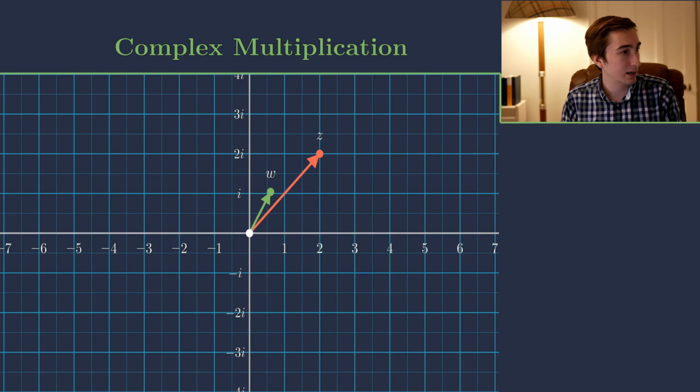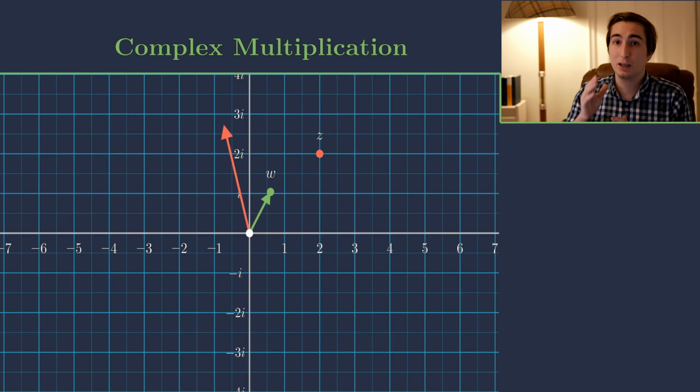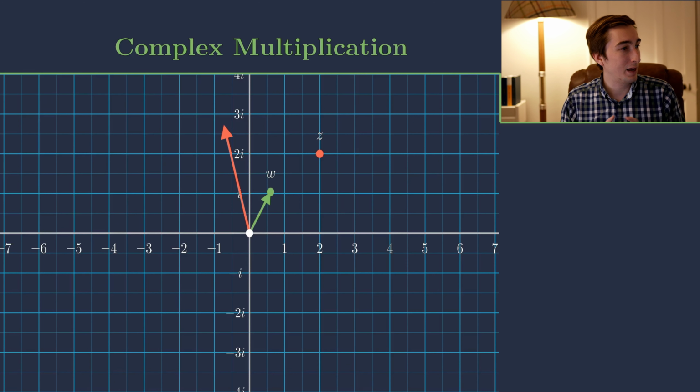So in this situation, let's think about what happens now if we've got w acting on z. Well, using that idea, we first rotate the vector that corresponds to our z by the argument of w. So that is, we're going to rotate it about the origin by whatever the angle is that w makes with the positive real part of the axis.